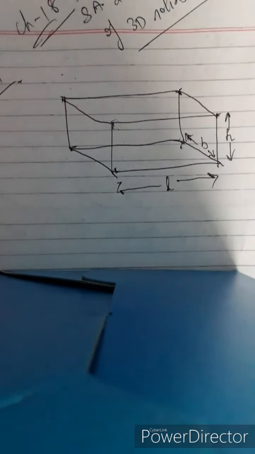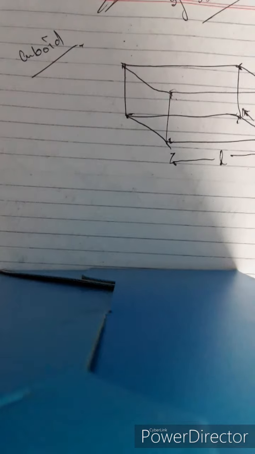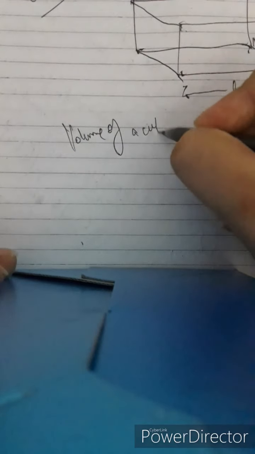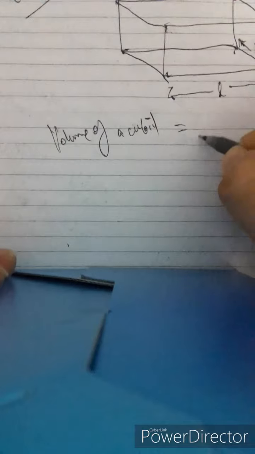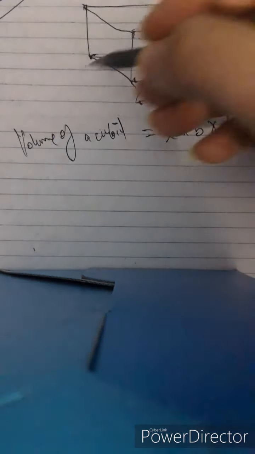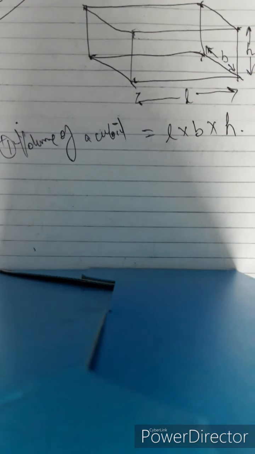So we have to take a look at some formulas, so maybe we will be able to solve some problems. The volume of a cuboid is length into breadth into height. The first formula regarding volume of a cuboid is the product of length, breadth, and height of the cuboid.